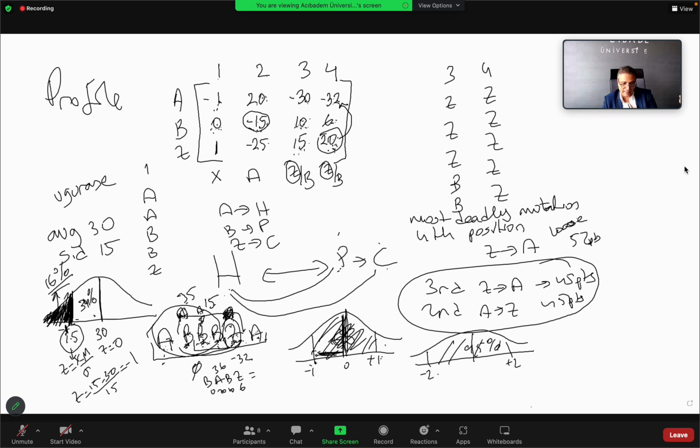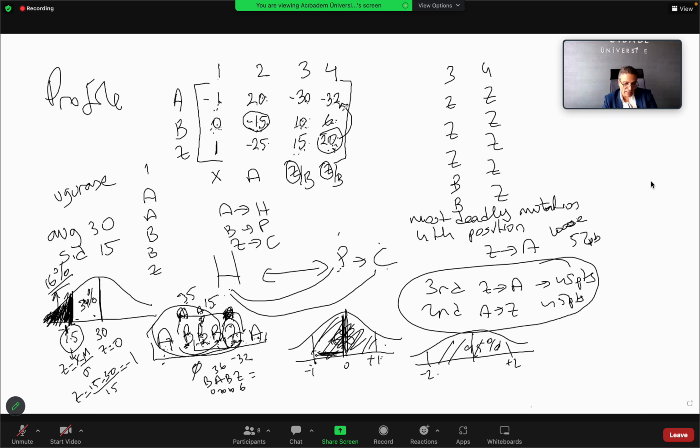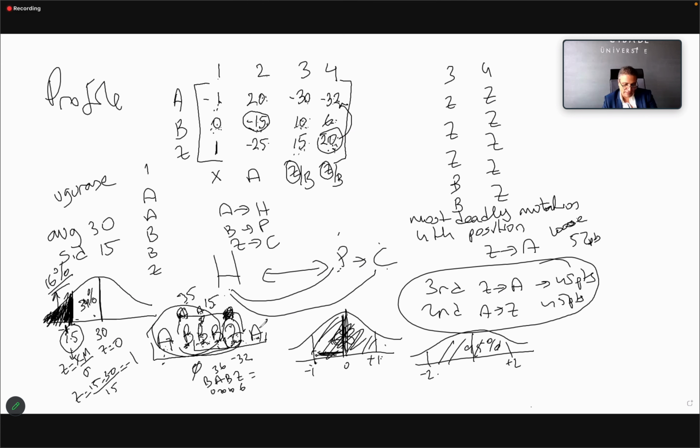Or BBZA, instead of A, I can change the last position to a Z. And in that case, I have BBZZ. What's the score of BBZZ? BBZZ has a score of 20. That doesn't improve it to more than 36. So the best mutation is at position 3, from B to A.